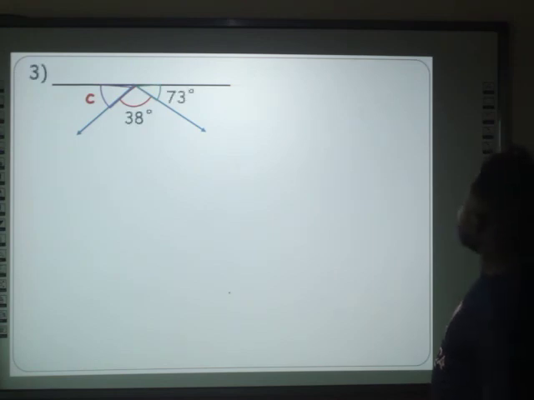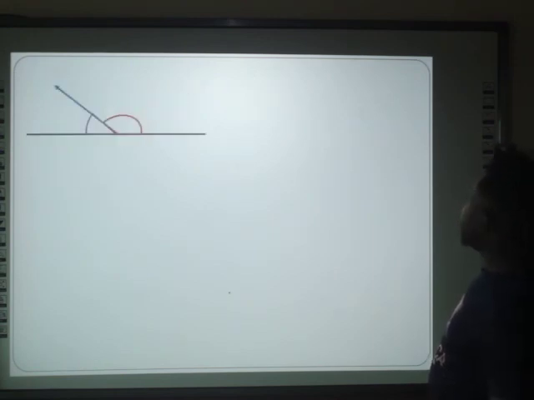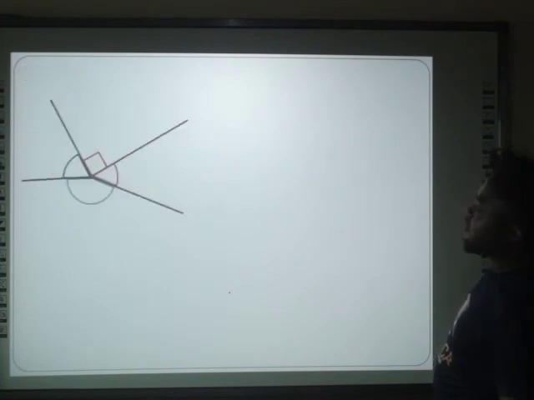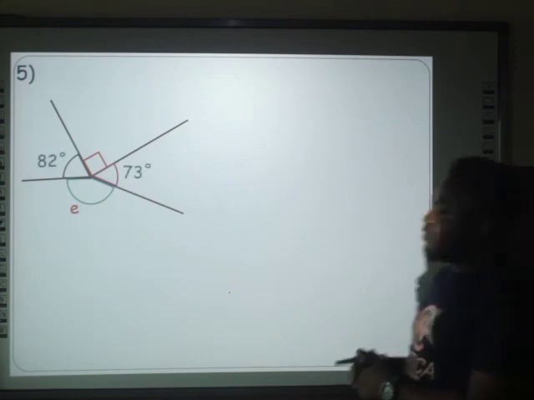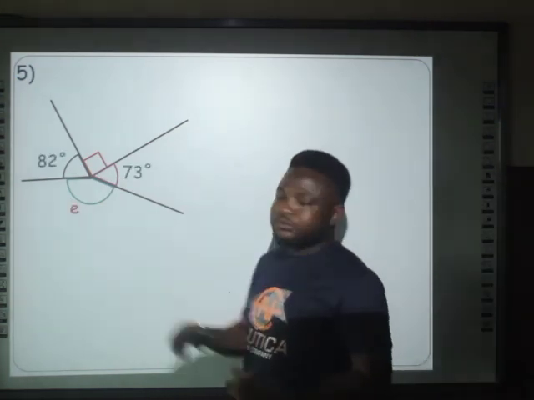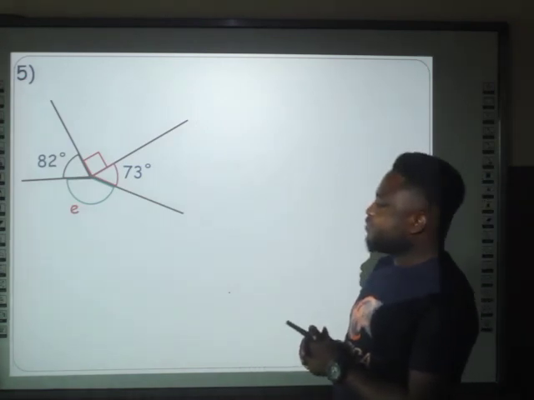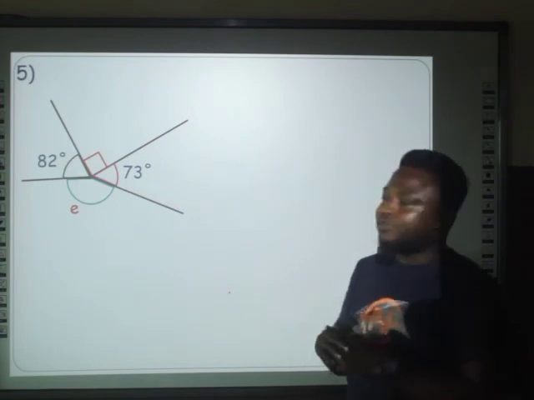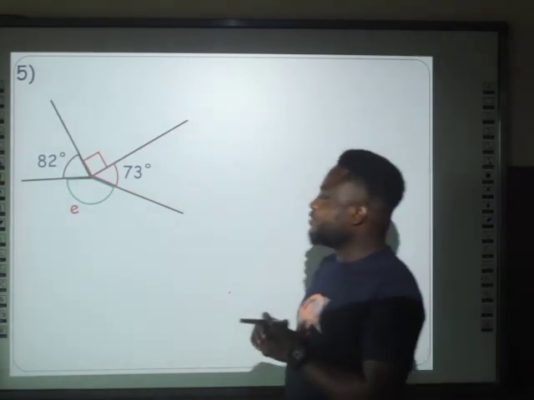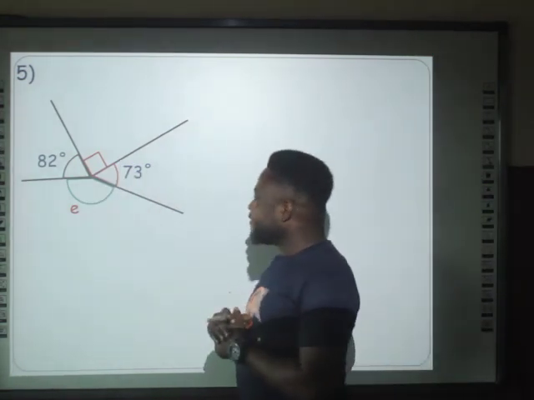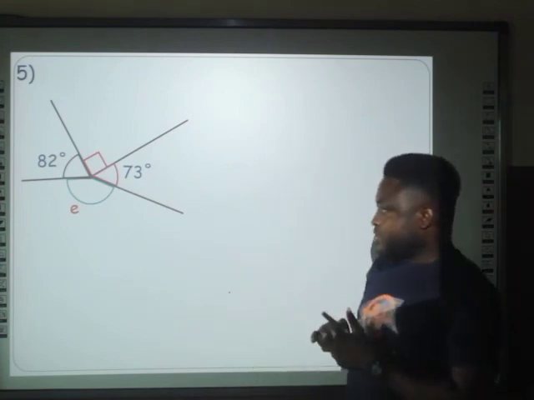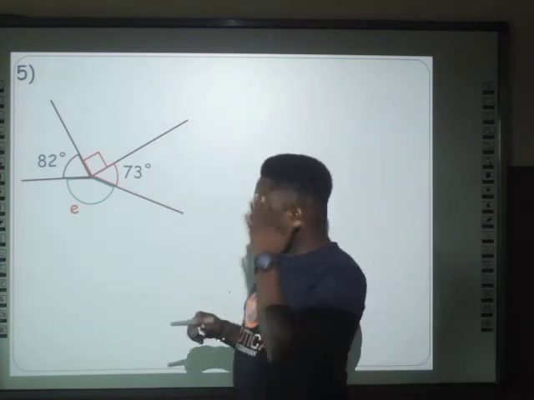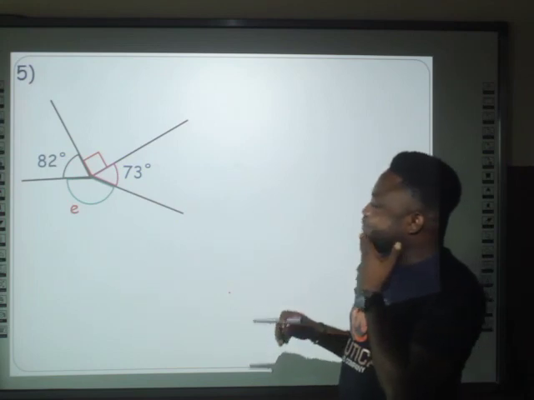Here you have to solve for C. Angles on a straight line. Then this should be the last question, where you have to solve for this unknown angle E. You observe that the 4 lines meet at a point, so you use the angle rule for angles at a point. Exactly. So everything must add up to what? 360 degrees.